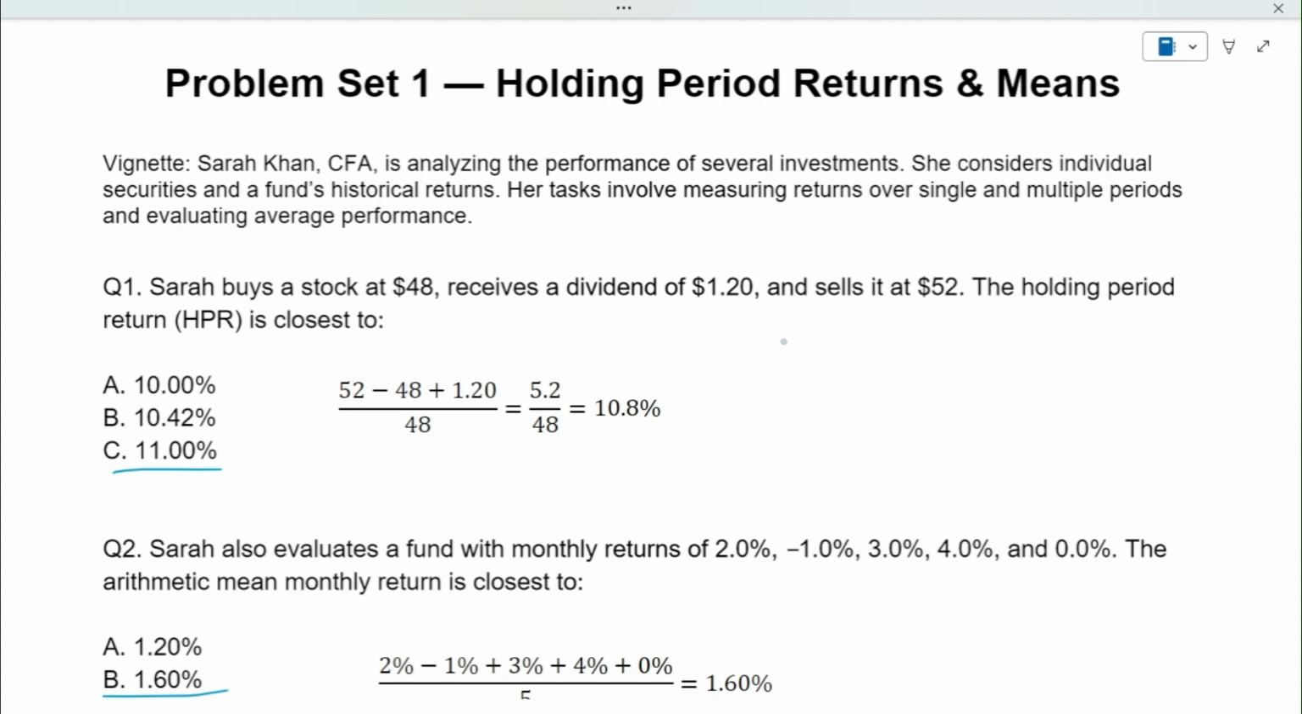Remember, holding period return is a single period return measurement, and it basically compares the difference between the purchase price and the sales price, and also adds the income received during the holding period. Here we have our purchase price at $48, the income, and the sales price. So we subtract the purchase price from the sales price, add the income, and divide by the purchase price. The result is 10.8% and the closest one here is 11%. So the answer is 11%.